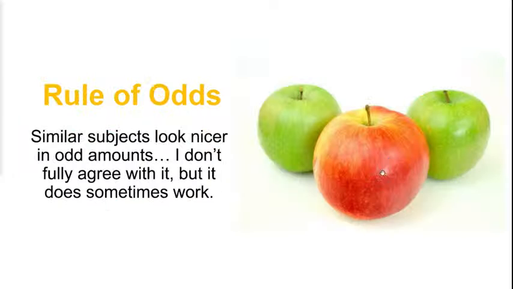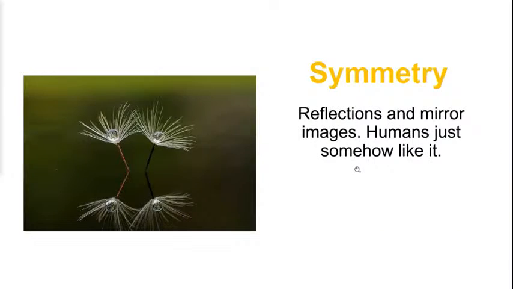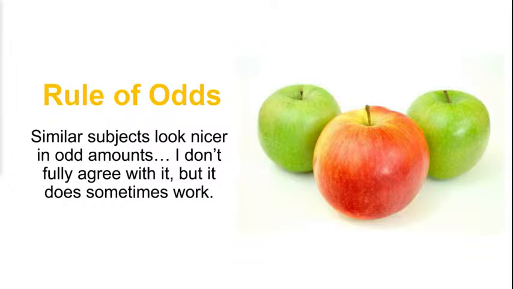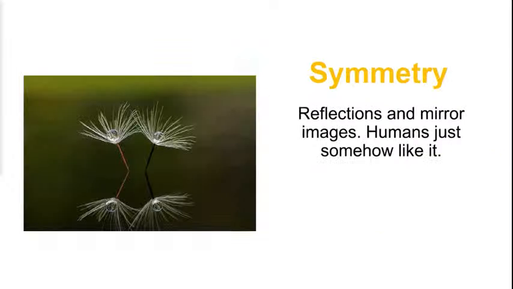Now, the rule of odds. It's very interesting. Similar objects look nicer in odd amounts. I don't fully agree with it, but it does sometimes work. What it says is that you can put similar items, but if you use odd numbers, it looks more interesting. Two green apples but one red apple, so you have at least a contrast and a focal point there. The rule of odds creates focal points and contrast.